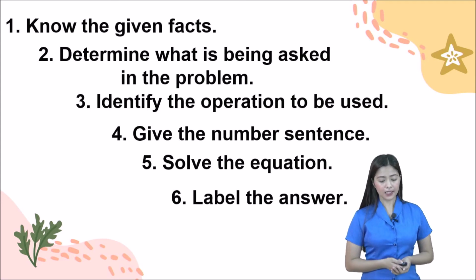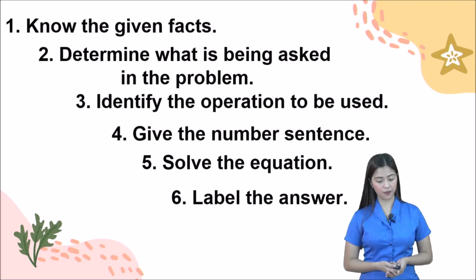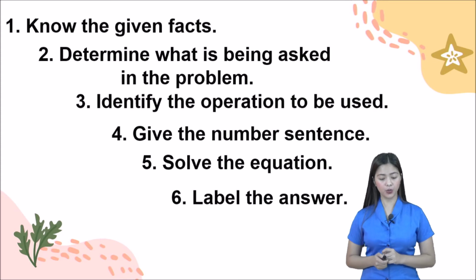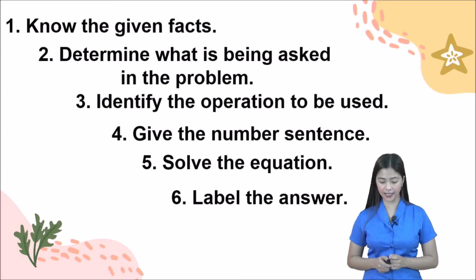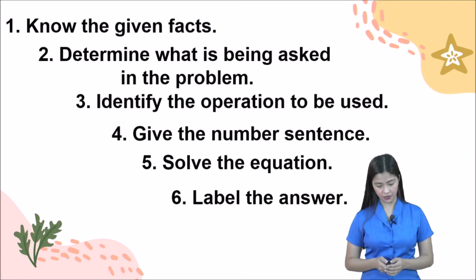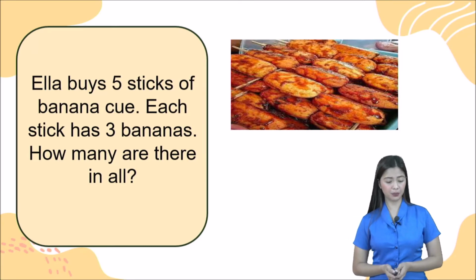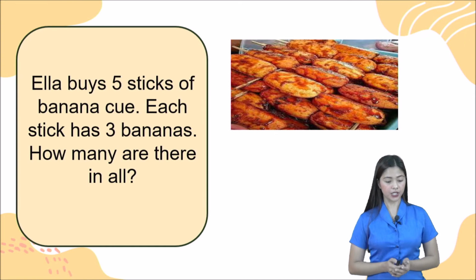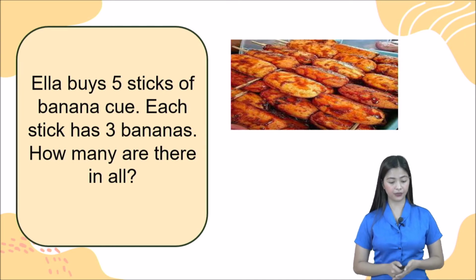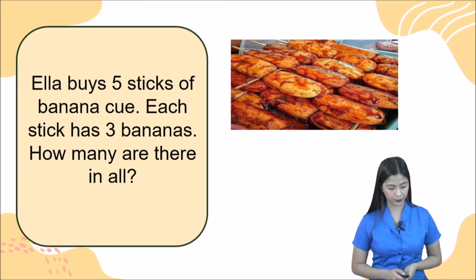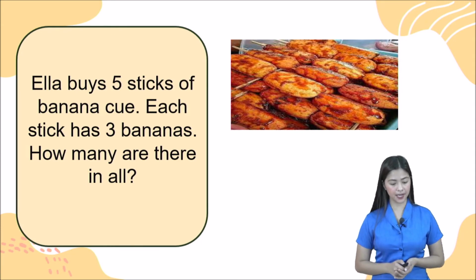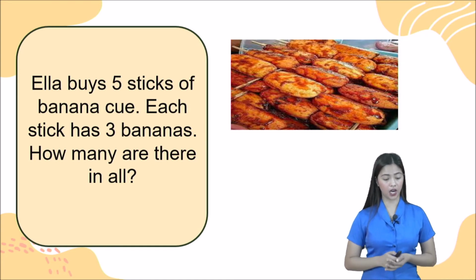So now, let's try answering your math book on page 224. Let's answer number 1, and you will do the rest with the help and guidance from your parents. We will just answer number 1, okay? For you to have a guide. So let's have here the first word problem on number 1. Ella buys 5 sticks of banana Q. Each stick has 3 bananas. How many are there in all?